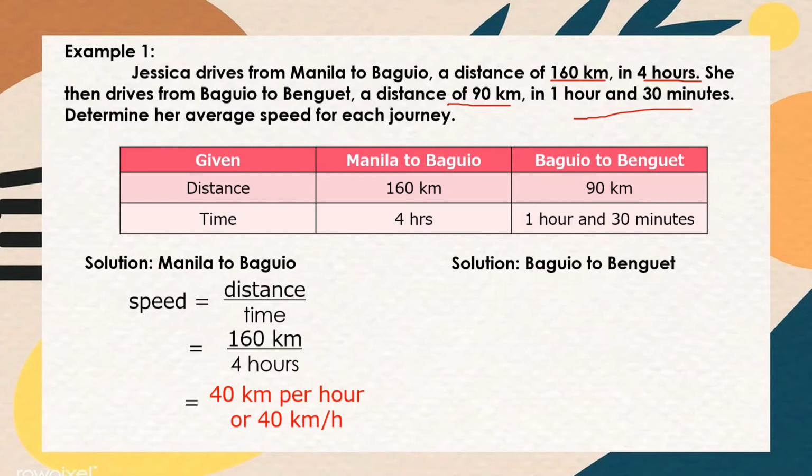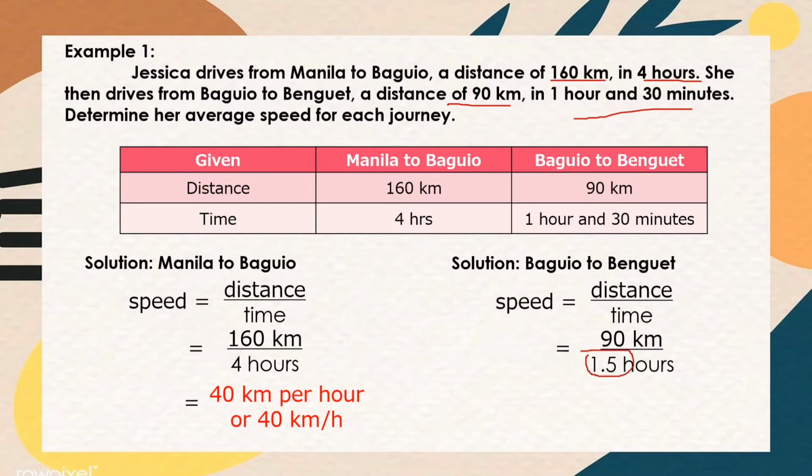Okay, so let's have the Baguio to Benguet. Same here, we have the formula speed is equal to distance over time. Let's substitute this. The distance is 90 km and the time is 1 hour and 30 minutes. So we are going to express this 1 hour and 30 minutes in two forms. The first one can be in decimal form, which is 1.5.